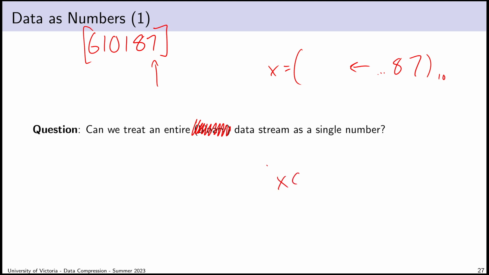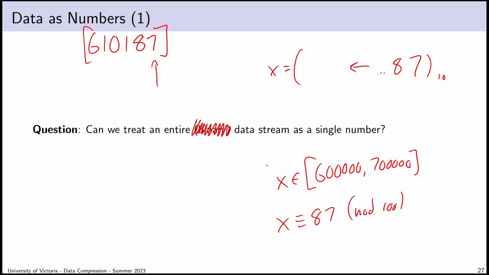Could you say something like x is in the range 600,000 to 700,000? Well, no, because you don't yet know how many digits you have. You don't know anything about the most significant digit of the number. You do know stuff like, x is obviously congruent to 87 mod 100. There are things you can learn from that representation.